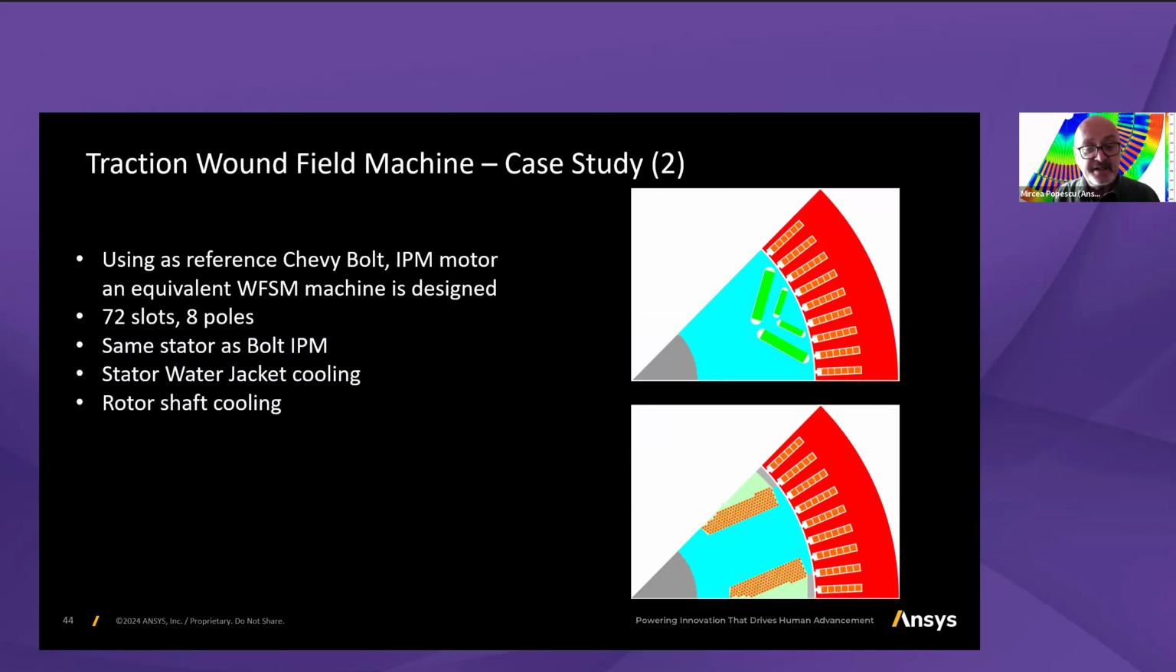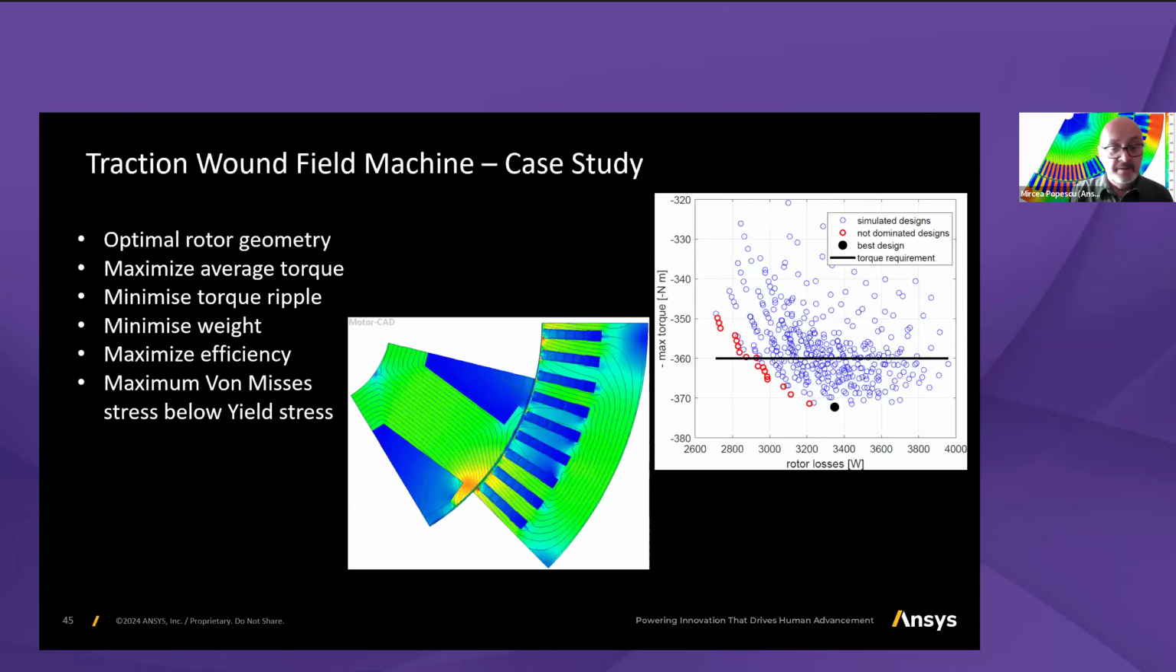The same exercise was done comparing the Chevy Bolt, which is another IPM machine with 72 slots, 8 poles. This one is using hairpin winding with 6 layers per slot. So the same stator was maintained in both solutions, just replacing the rotor with permanent magnets with the wound field salient pole configuration. And the same considerations have been given: optimal rotor geometry, maximizing the average torque, the weight, the efficiency.